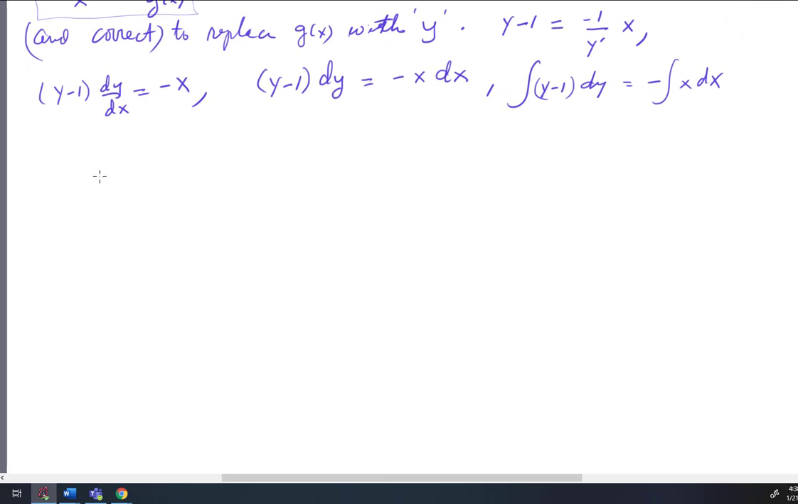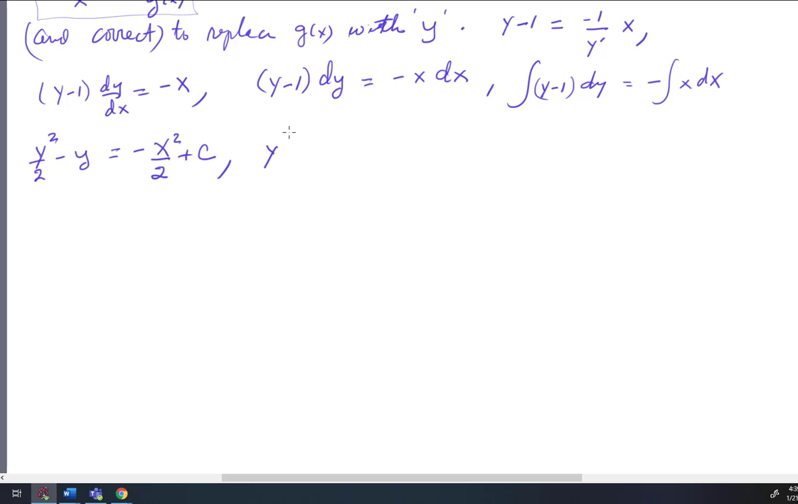So working from here, this is going to be y squared over 2 minus y is equal to negative x squared plus a constant. Now let's just keep working in this left to right fashion. This would be x squared over 2, my bad. Let's get rid of this 2 and this 2 by multiplying through by 2.